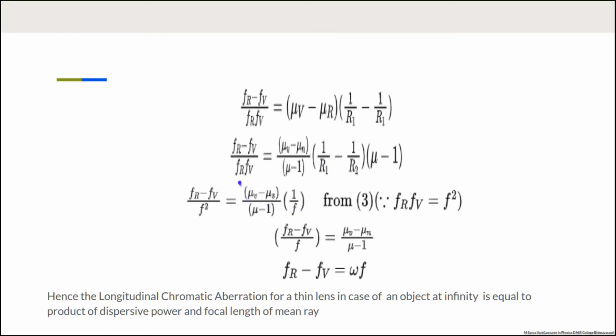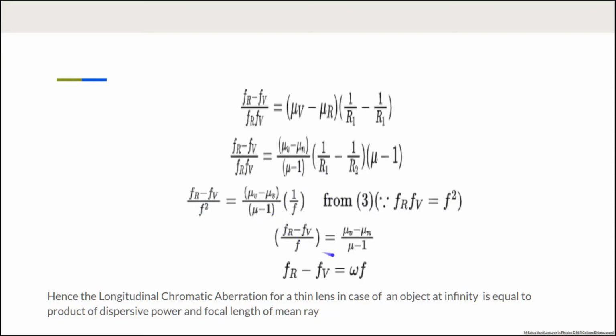In VIBGYOR, if we observe the focal lengths for different colors, they are in GP, geometric progression. That means if A, B, C are in GP, B square is equal to AC. Similarly, the values of FR, FV and mean color F are in GP. Therefore, F square is equal to FR FV. If you substitute the value of F square in place of FR FV, we get this equation.